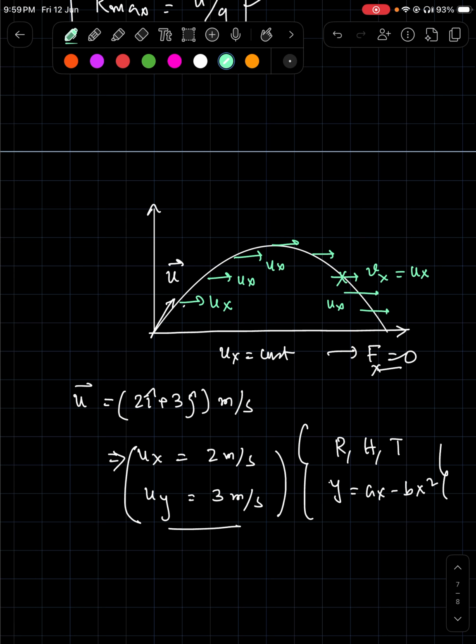And what we will see in the next lecture: we are going to solve some projectile motion problems, first related to the horizontal case, and second related to the inclined case. Okay, so let me end here today.